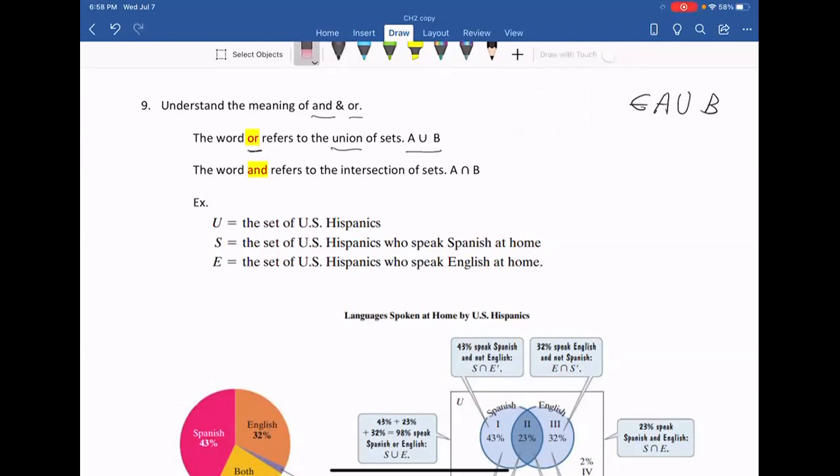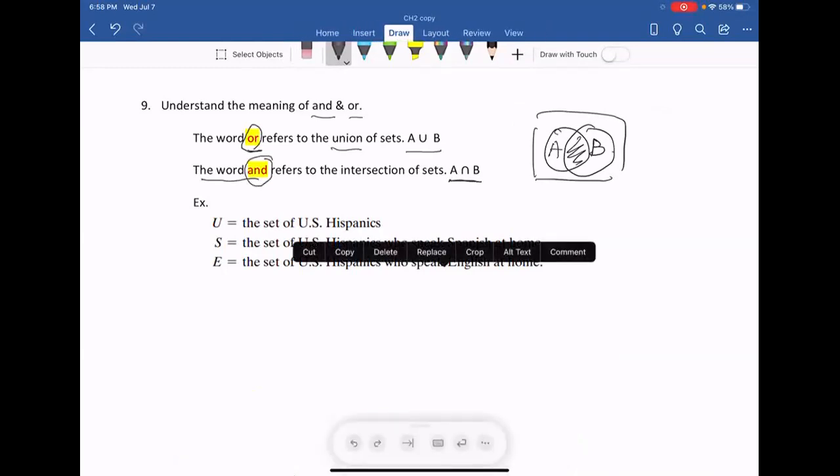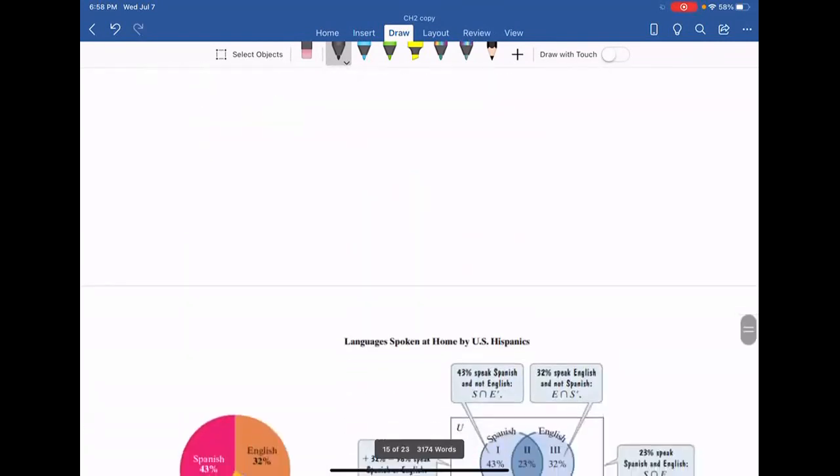Let's see, the second one is and. The word and refers to the intersection, A intersect B. That means the X must be here in the intersection area. Let's see the example. So when you see or and and, they represent different meanings. The or means the union, and and means intersection.